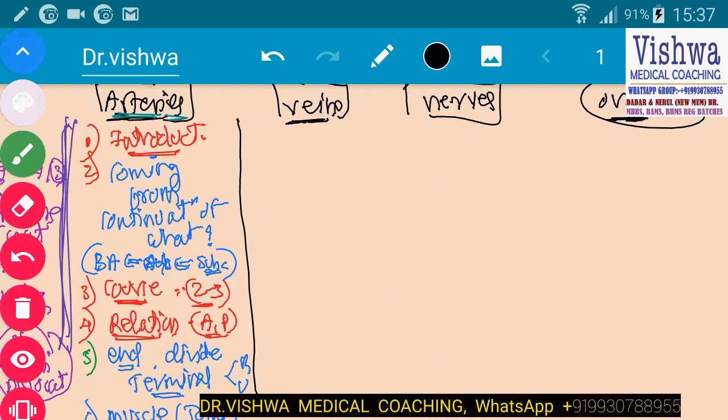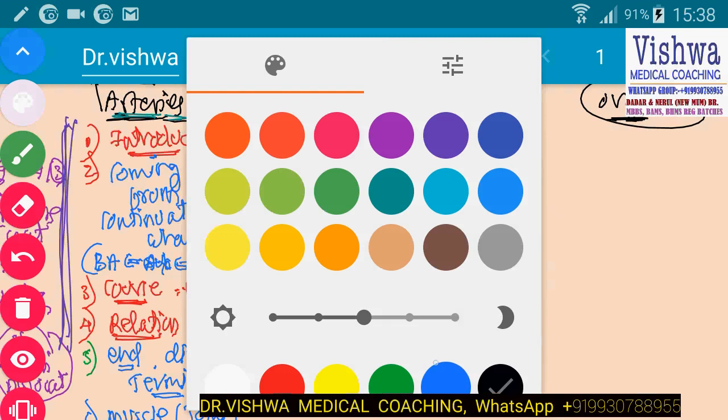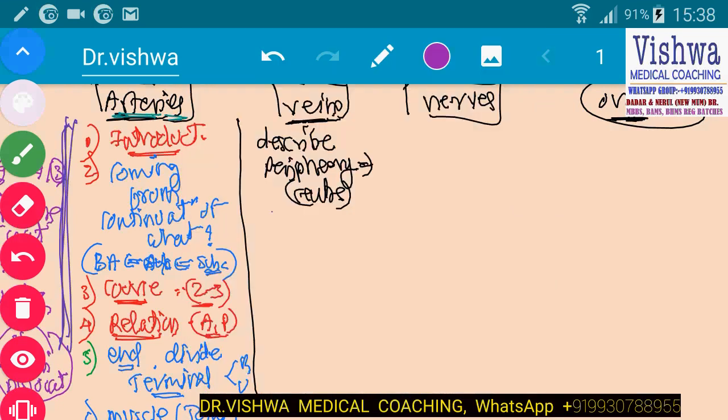If you are asked about a vein, it is less commonly asked, not very commonly. If you are asked about a vein, first of all, always describe the vein from periphery to center. Always describe any vein from periphery to center. Why? Because the blood supply flows from periphery to center. Blood supply of the vein flows from periphery to center.